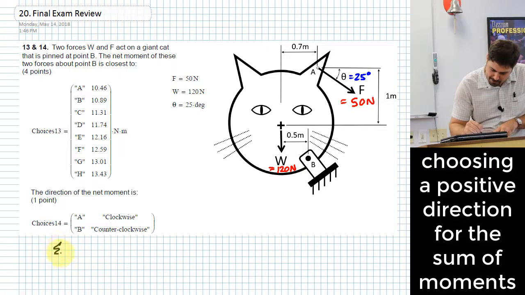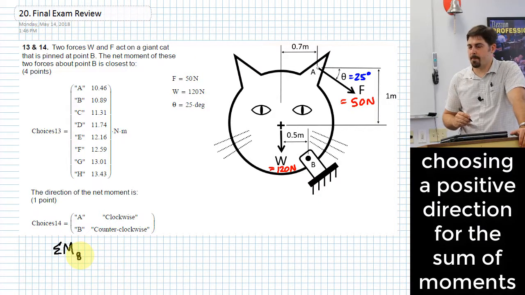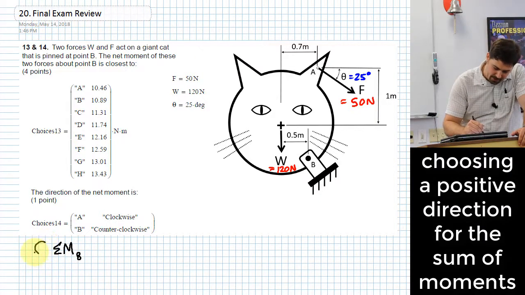As we sum these moments up around point B, we need to pick a direction we're assuming is positive. What direction would you like to assume is positive? Counterclockwise sounds good to me.